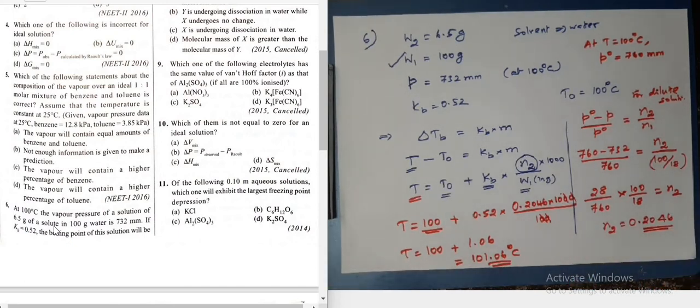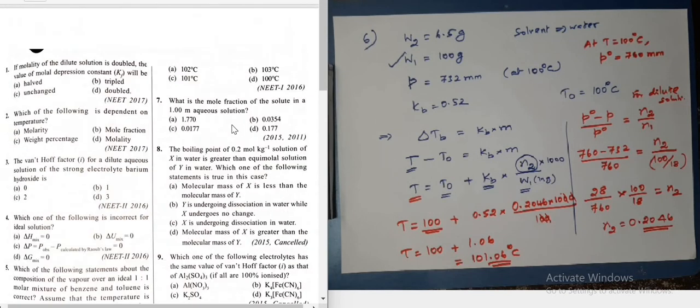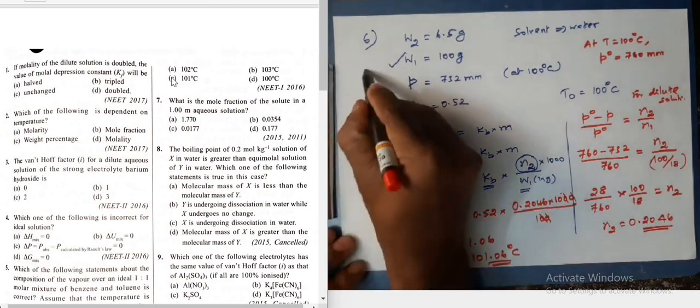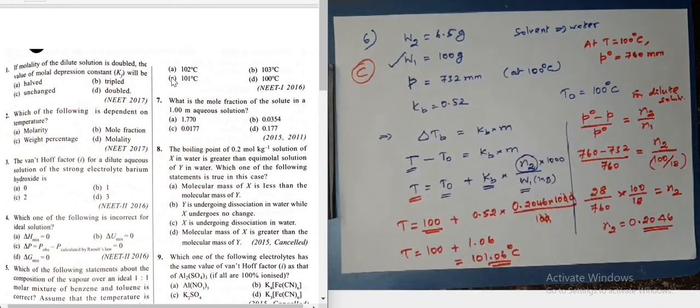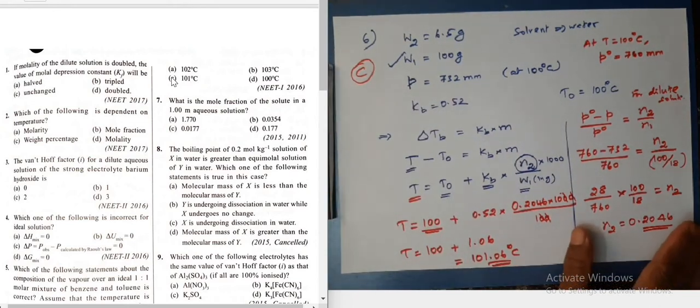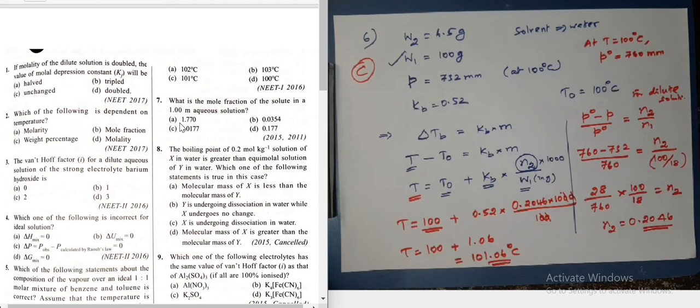Now let me go to the next problem, problem number 7. For question number 6, the correct option is 101.06. It is closely 101, so the correct option is C here. For question number 6, the correct option is C. Right, no doubt. Now let me go to question number 7.